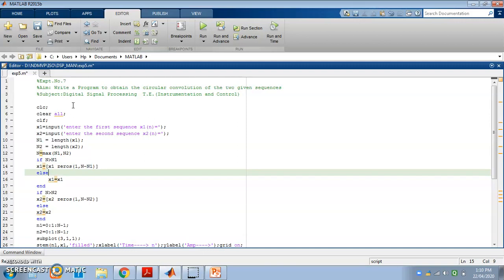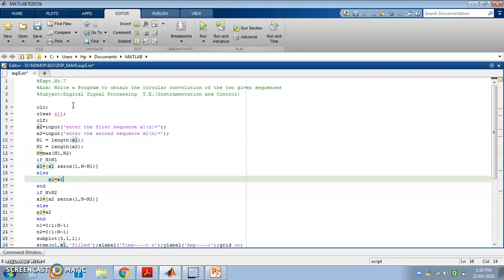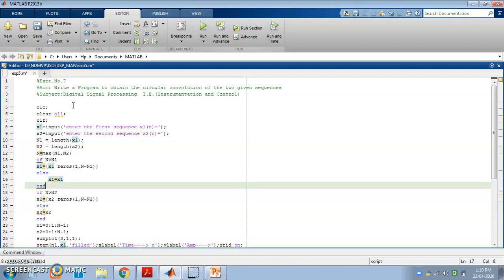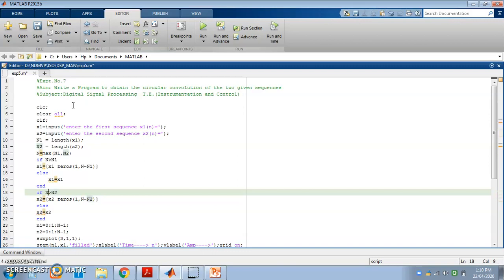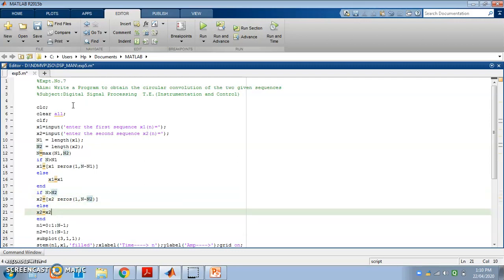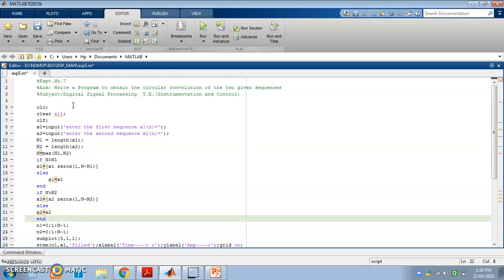Then I need to pad one zero at the end of the sequence x1 of n. If the lengths N and n1 are equal, it is not required to pad the zeros, so the new x1 of n is equal to the originally entered x1 of n. Here I use the if, else and end statement. The same is the case for the second sequence: if the required N point circular convolution is greater than the number of samples present in the second sequence, then I go with zero padding, and this is done with the simple if, else and end command.